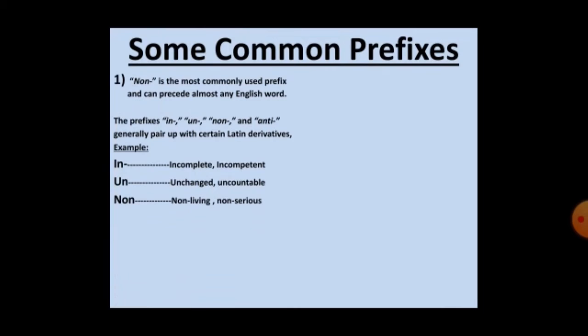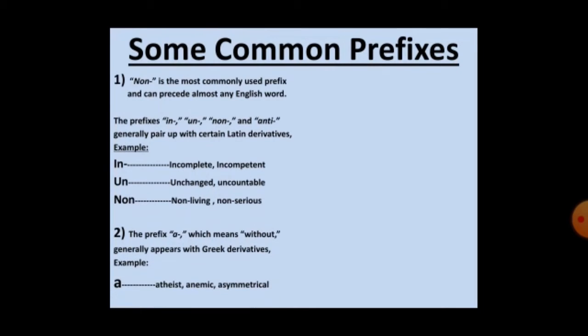Like non, the most commonly used prefix, which can precede almost any English word, and the prefixes in, un, non and anti generally pair up with certain Latin directives. Okay, like in, we use incomplete, incompetent. When we use un, it becomes unchanged. In and un with countable, it becomes uncountable. Non: non-living, non-serious.